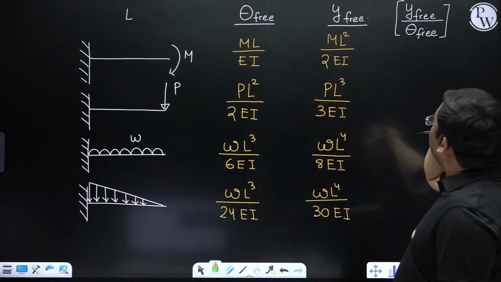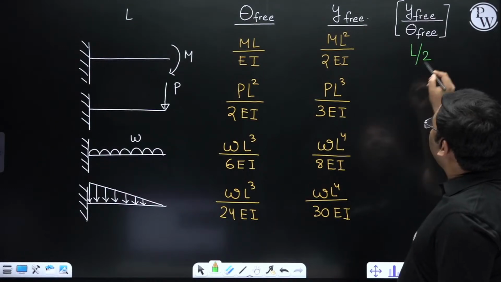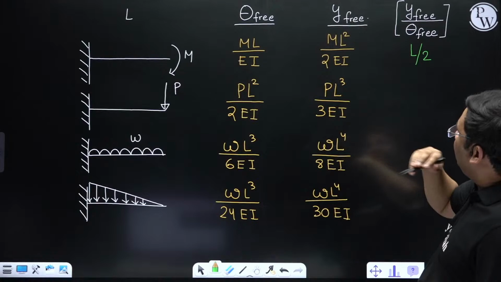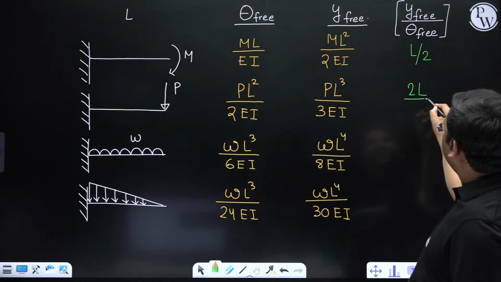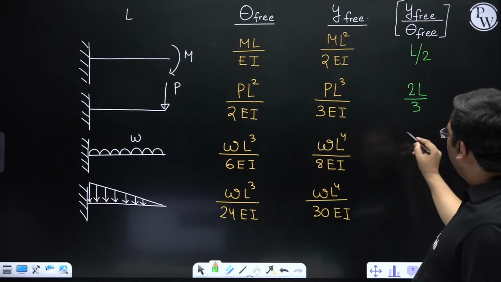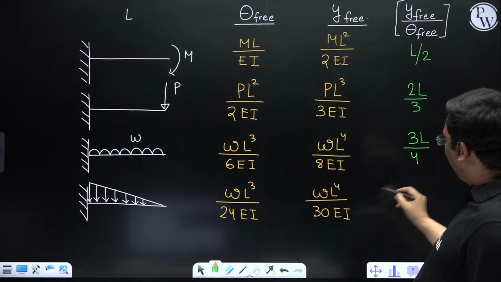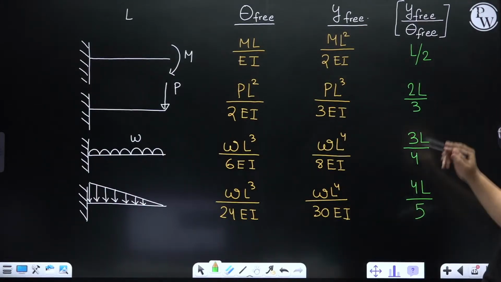This ratio, if you see, it is actually L by 2, right? Yes, L by 2 if you take the ratio. If you take the ratio here, you will get 2L by 3, right? If you take the ratio here, you will get 3L by 4. And if you take the ratio here, you will get what? 4L by 5.